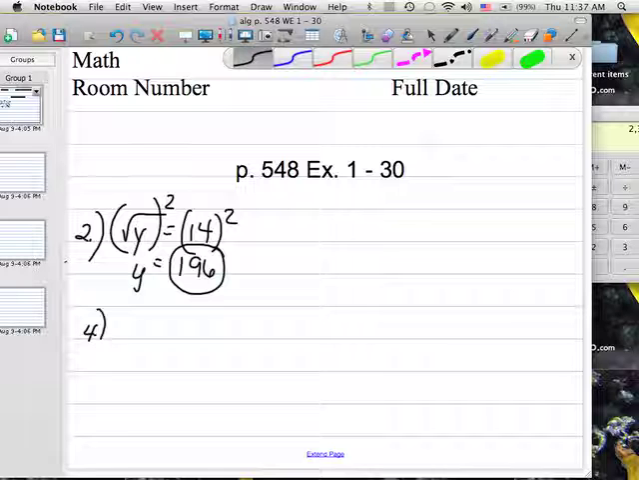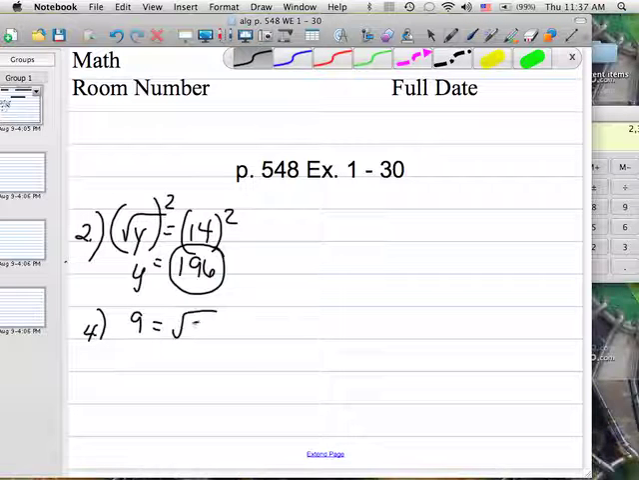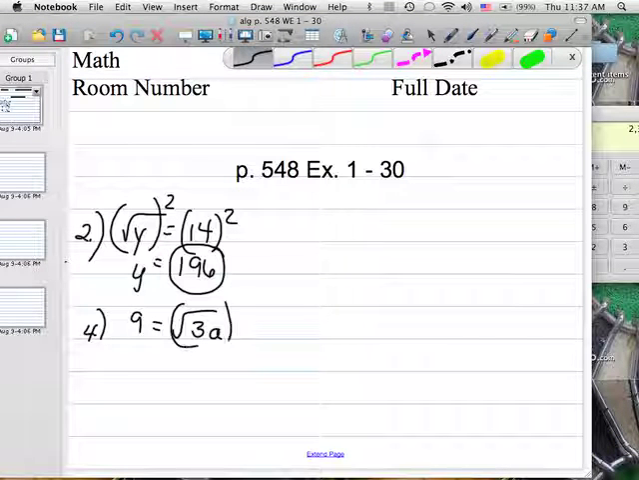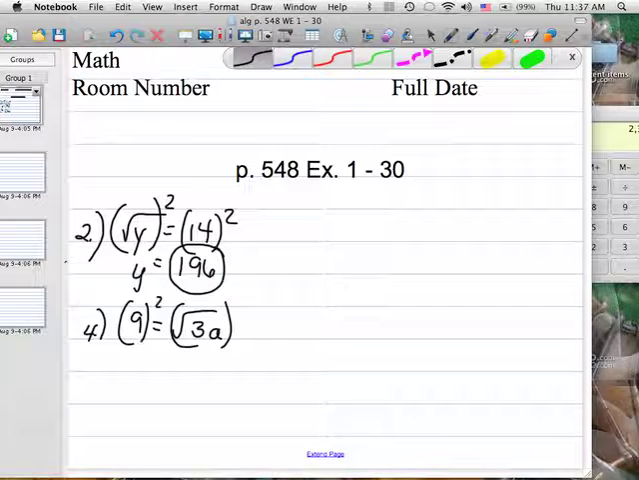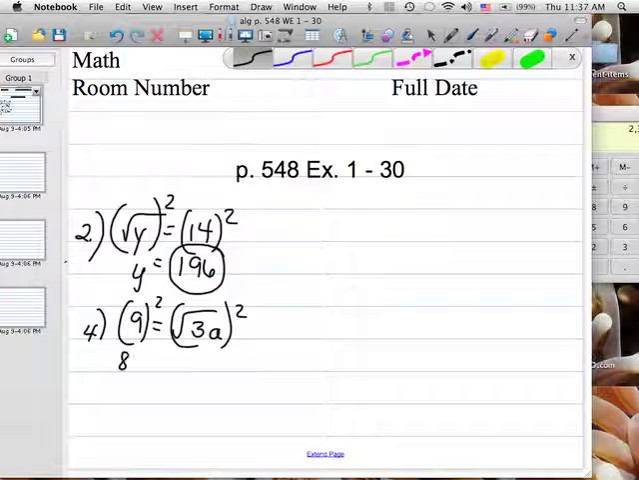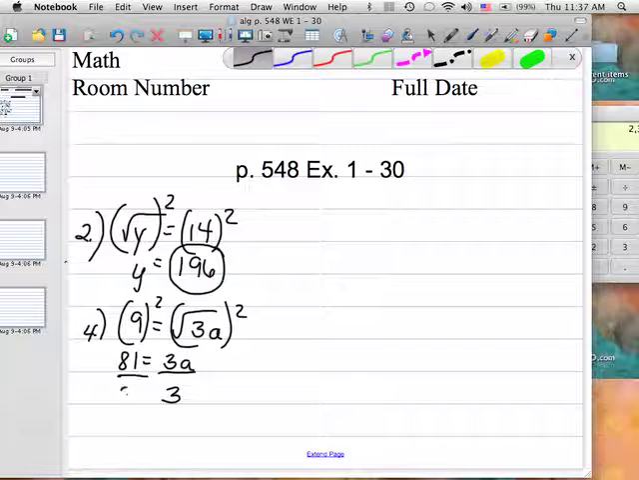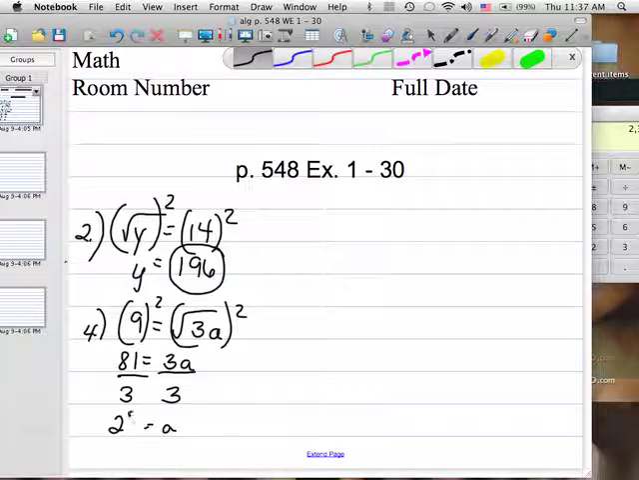Problem number 4, we have 9 equals the square root of 3a. Squaring both sides, we get 81 equals 3a. Divide by 3, and a equals 27, and that works.